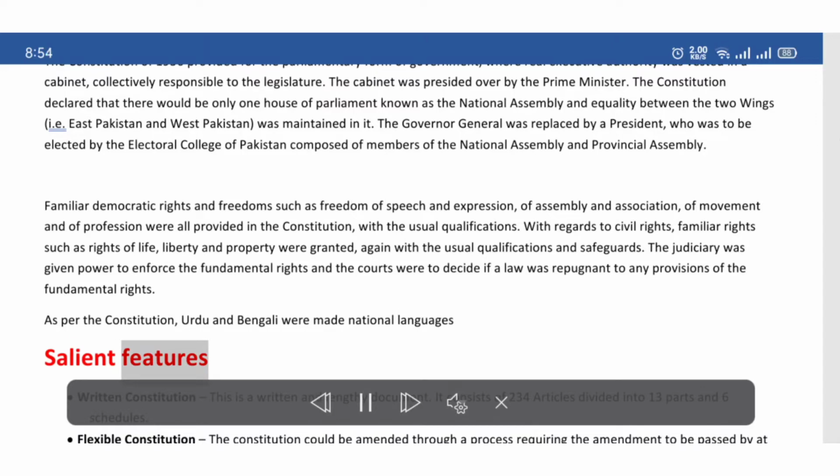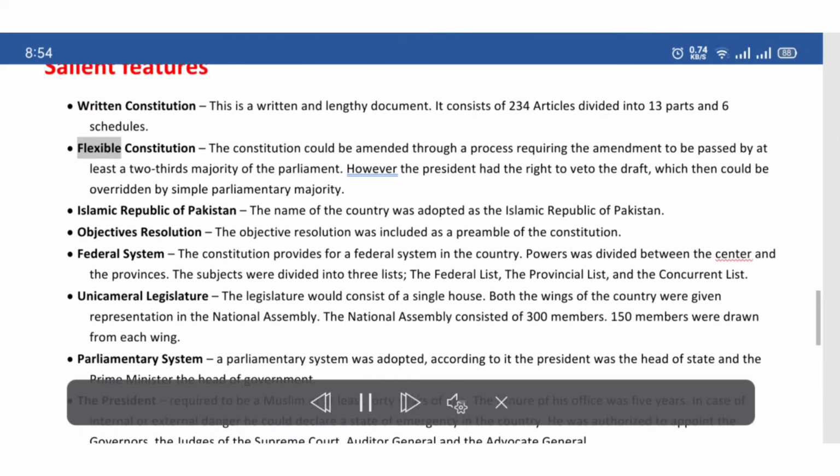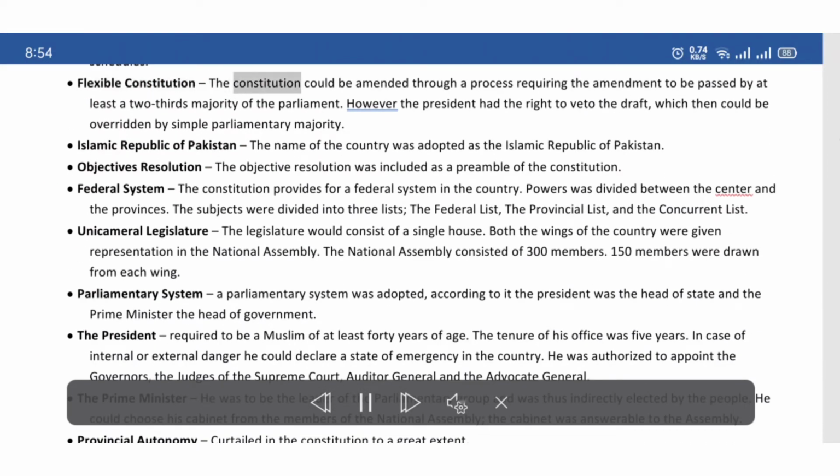Salient features. Written Constitution. This is a written and lengthy document. It consists of 234 articles divided into 13 parts and 6 schedules. Flexible Constitution. The Constitution could be amended through a process requiring the amendment to be passed by at least a 2/3 majority of the Parliament. However, the President had the right to veto the draft, which then could be overridden by simple parliamentary majority.